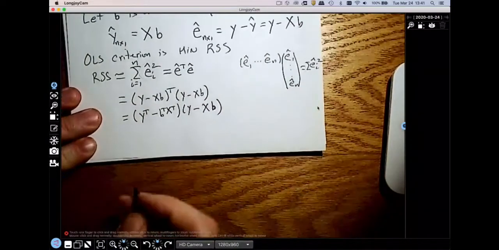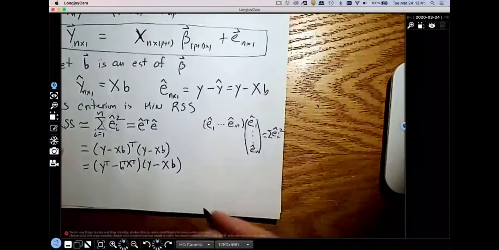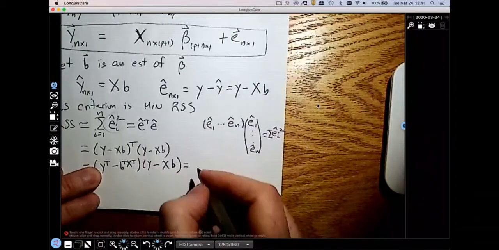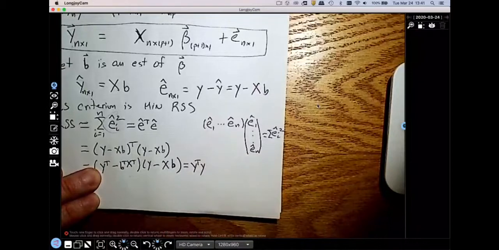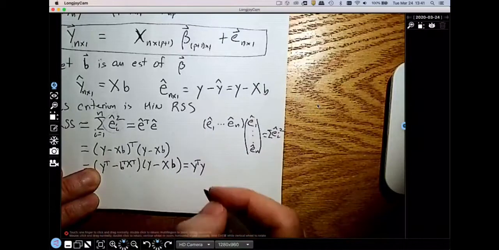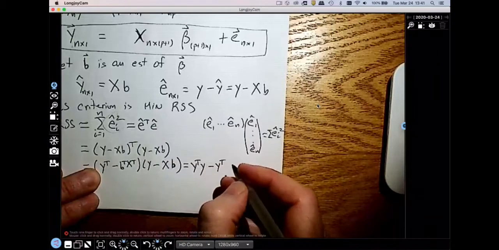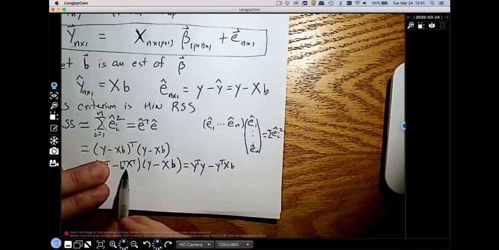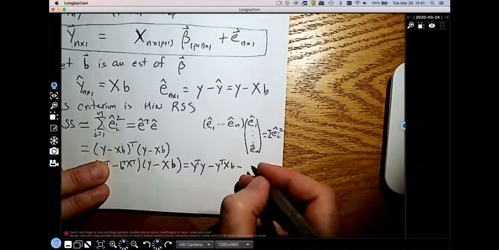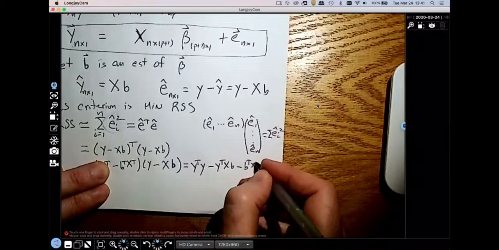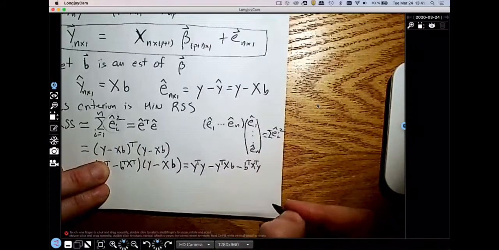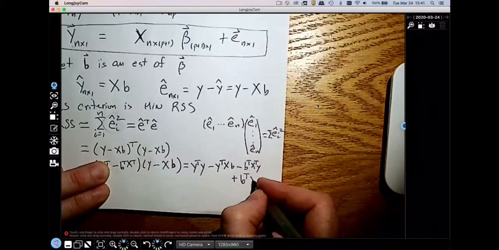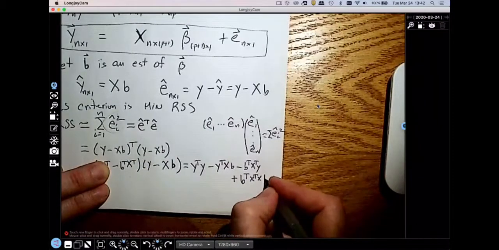All right. Well, let's go multiply this out. I'm going to do that over here. If I take the first term, y transpose times y, I get y transpose times y. Now let's take the first term times the last term, so minus y transpose xb. Then let's take the second term times the first, minus b transpose x transpose y. And then the last term is going to be plus b transpose x times b.